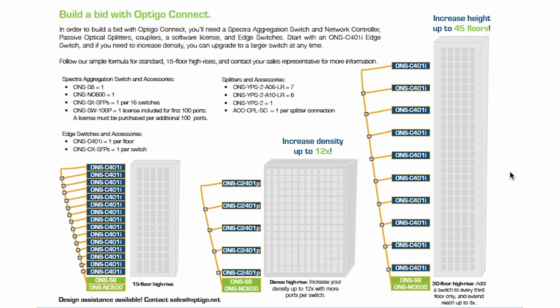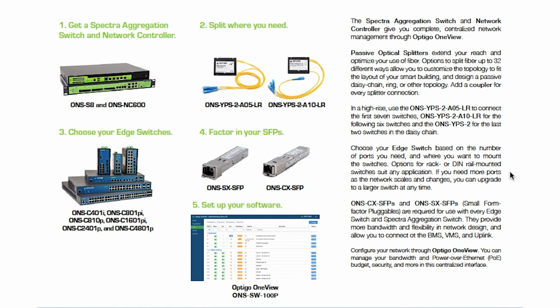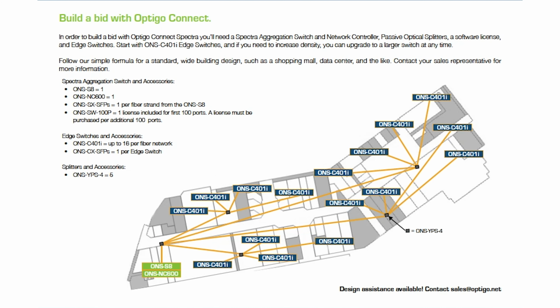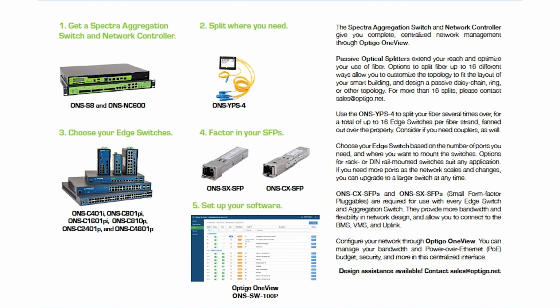Note that for simplicity, if you don't want to worry about the details of calculating insertion losses, Optigo Networks provides templates called shopping lists. These shopping lists are predefined designs for high-rise buildings and wide buildings with a complete list of materials. These shopping lists are available from your distributor or Optigo Networks sales rep.